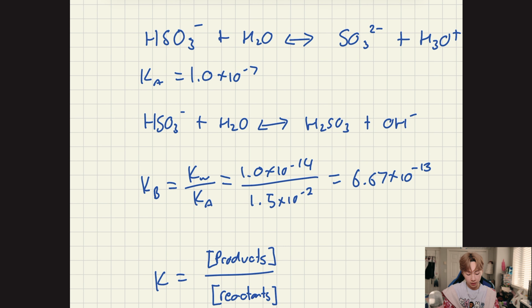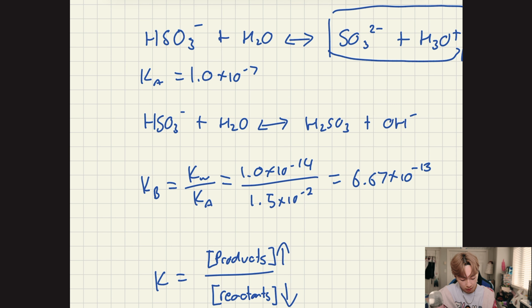And a bigger K, so a bigger equilibrium constant, means that you have more products. So more products and less reactants. What does that mean? That means that in terms of acids and bases, you get more of your hydronium or hydroxide. So a bigger Ka means you have more of this than whatever's on this side. Same for a bigger Kb.